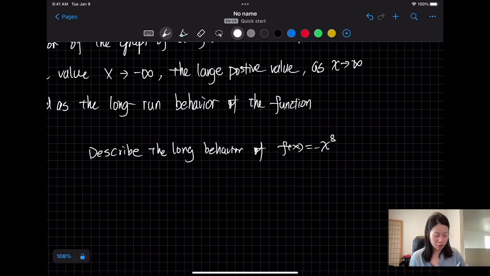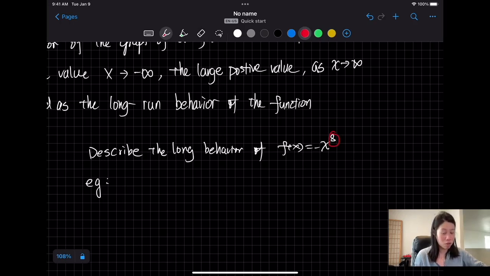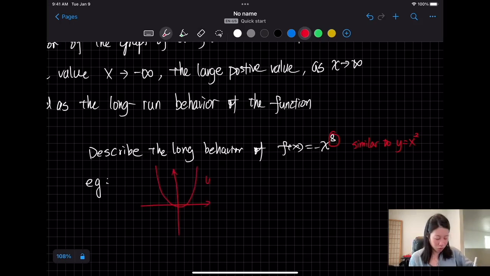What does this look like? Well, you need to first of all think about what the graph looks like. I know that this is a power function with an even power, even exponent. So that means the behavior is going to be similar to y = x squared. So the first step is this is going to look like y = x to the 8th power. But there is a negative in here.